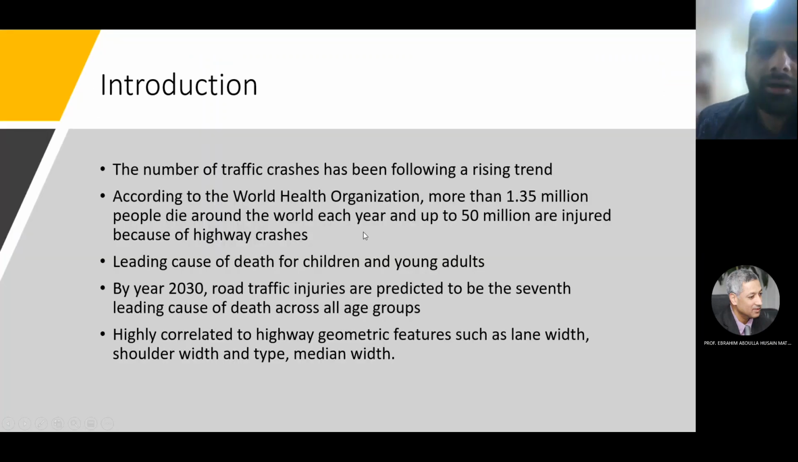So why is this topic important? Because it relates to traffic crashes, and traffic crashes have experienced a rising trend in the recent past, and it has been continuing. According to the World Health Organization, more than 1.35 million people die every year because of traffic crashes. In addition to that, more than 50 million are injured because of these crashes. It is a leading cause of death for children and young adults, so it's an alarming situation for these age categories. They have predicted, if the current situation continues, that by 2030 it will become the 7th leading cause of death for all age groups. These crashes are also highly correlated with geometric features of the road, for example lane width, shoulder width, type of shoulder, and median width.